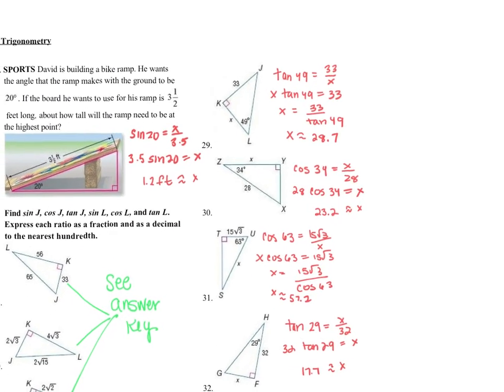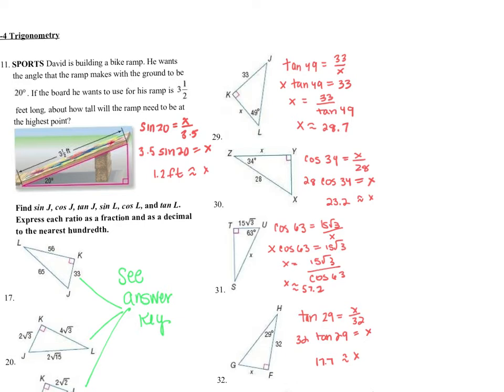Okay, going up to number 29. Number 29, we are given this angle here at 49 degrees, and we are given the opposite and the adjacent side to it, and so we're going to use tangent. So tan of 49 is 33, which is our opposite side, over x, our adjacent side, and we're going to cross multiply. Once again, when we cross and multiply, the x is going to come up front here, and then we're going to have to divide by the tangent of 49. So we end up with this expression that we then need to put into our calculator. 33 divided by tan of 49 is going to give us approximately 28.7.